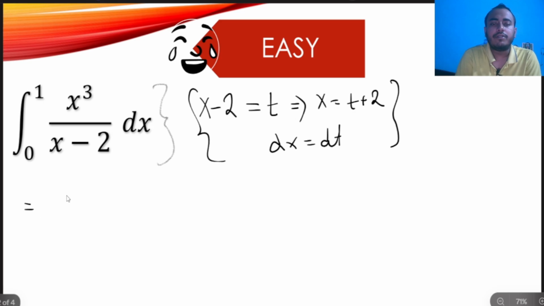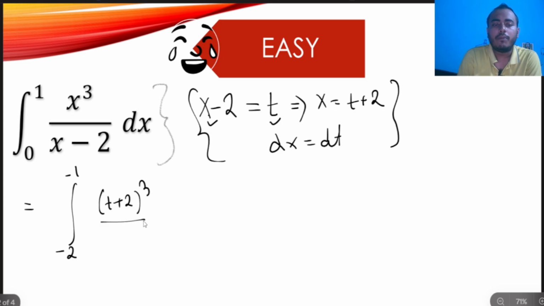This would simply reduce. So first of all, what are going to be the new limits? To find the new limits of integration, the previous variable was x and the new variable is t. Put the values of the previous variable x here. So for lower limit 0, if I put 0 here, t becomes minus 2. And for 1, it simply becomes minus 1. And x becomes t plus 2, whole cube. So this becomes t plus 2 whole cube upon t dt.